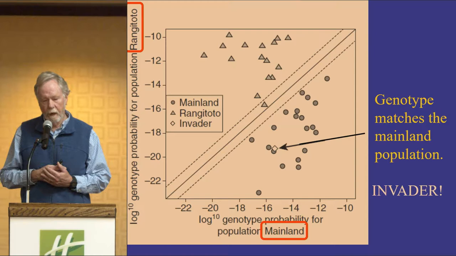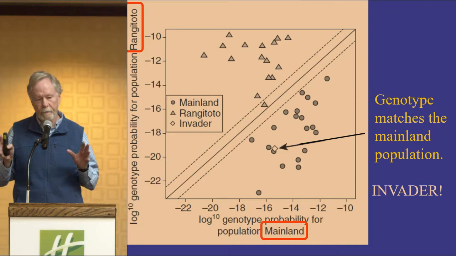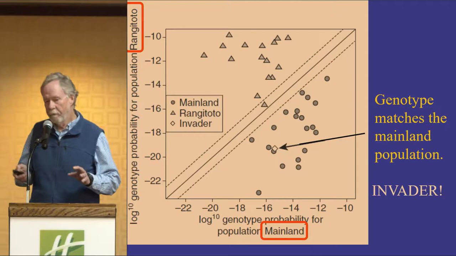So the genotype of that individual matched the mainland population. So he was not an animal that was missed, but he was an animal that swam from the mainland back out to the island.